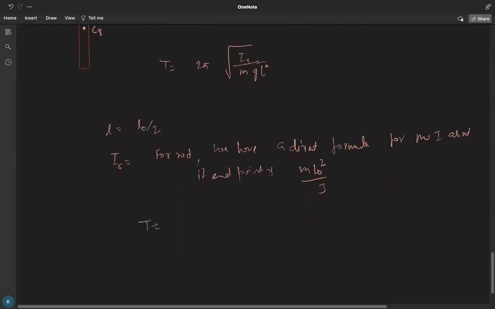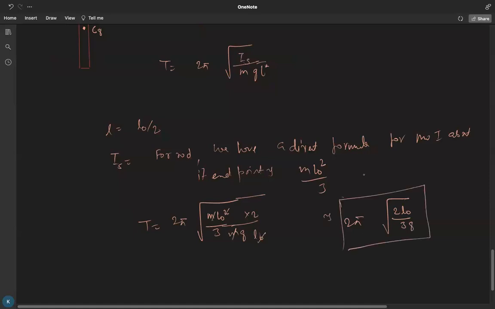So the time period is nothing but 2 pi root under m L naught square by 3 over mg, and the L value is L naught by 2. So this and this get cancelled, and we simply get 2 pi root under 2 L naught by 3g, right? So this is our time period formula. I hope it will be clear to all of you.